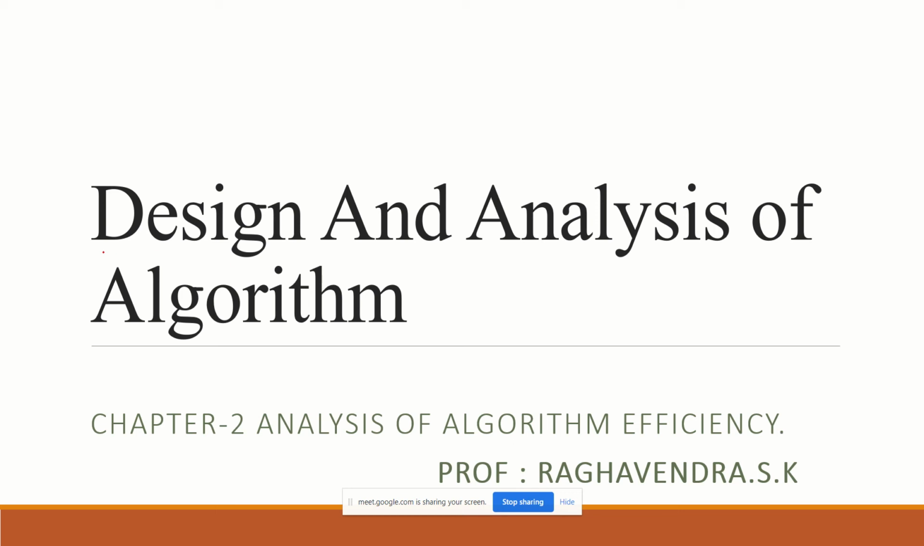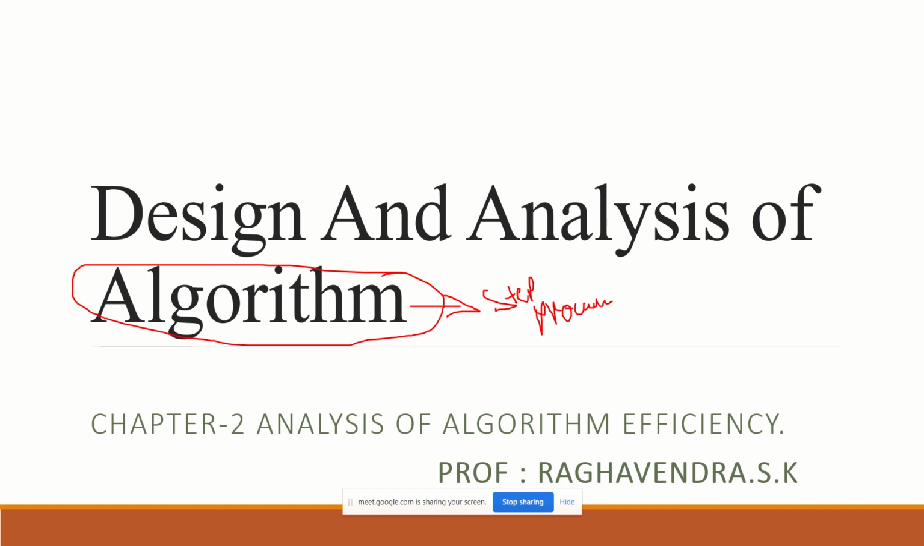Good morning to all. So we are discussing a subject called Design and Analysis of Algorithm. We know that an algorithm means a step-by-step solution or step-by-step procedure. So how is the step-by-step procedure created? Creation is nothing but design. Once we create the algorithm, how is that algorithm analyzed?